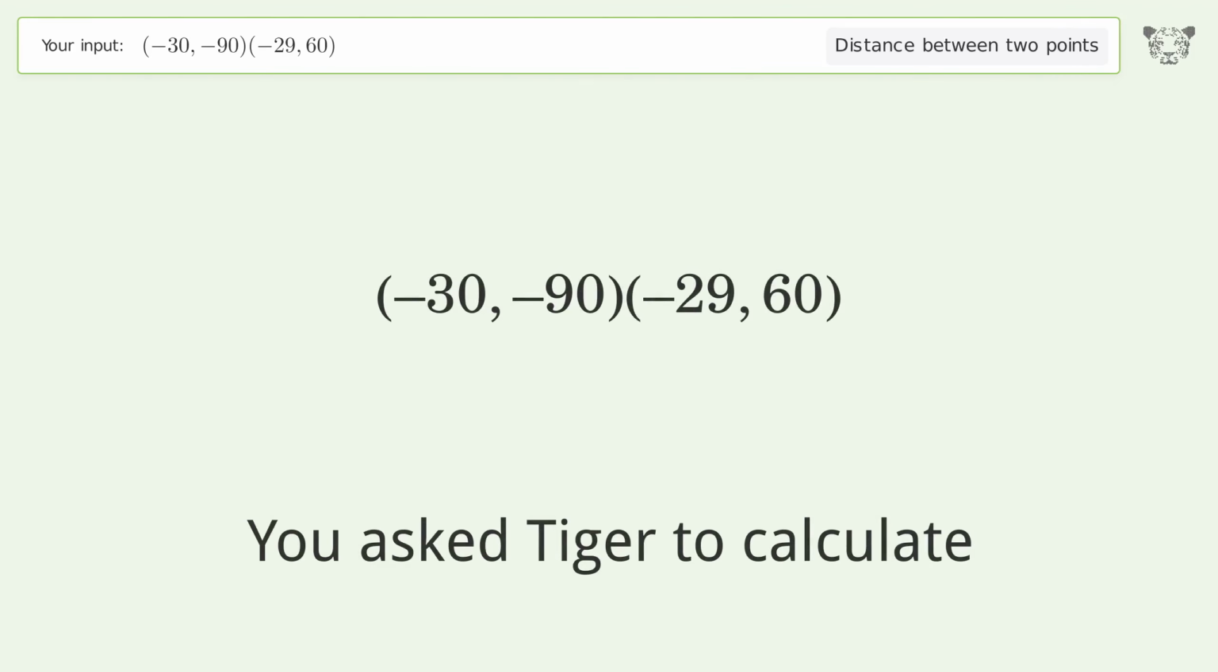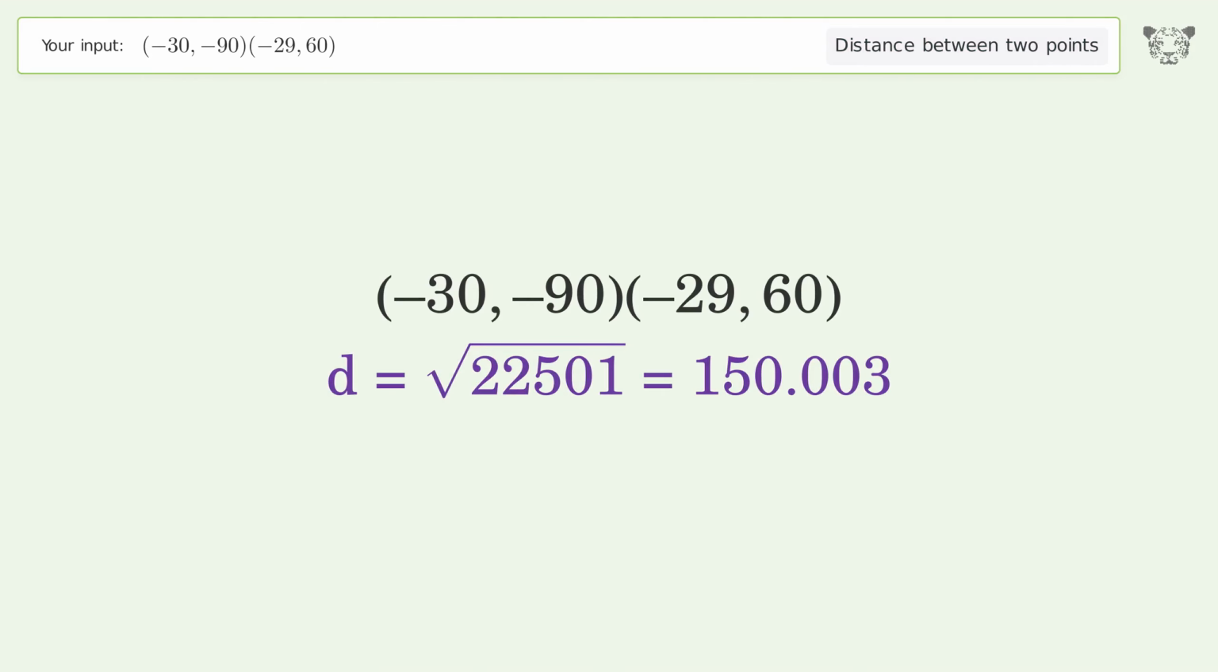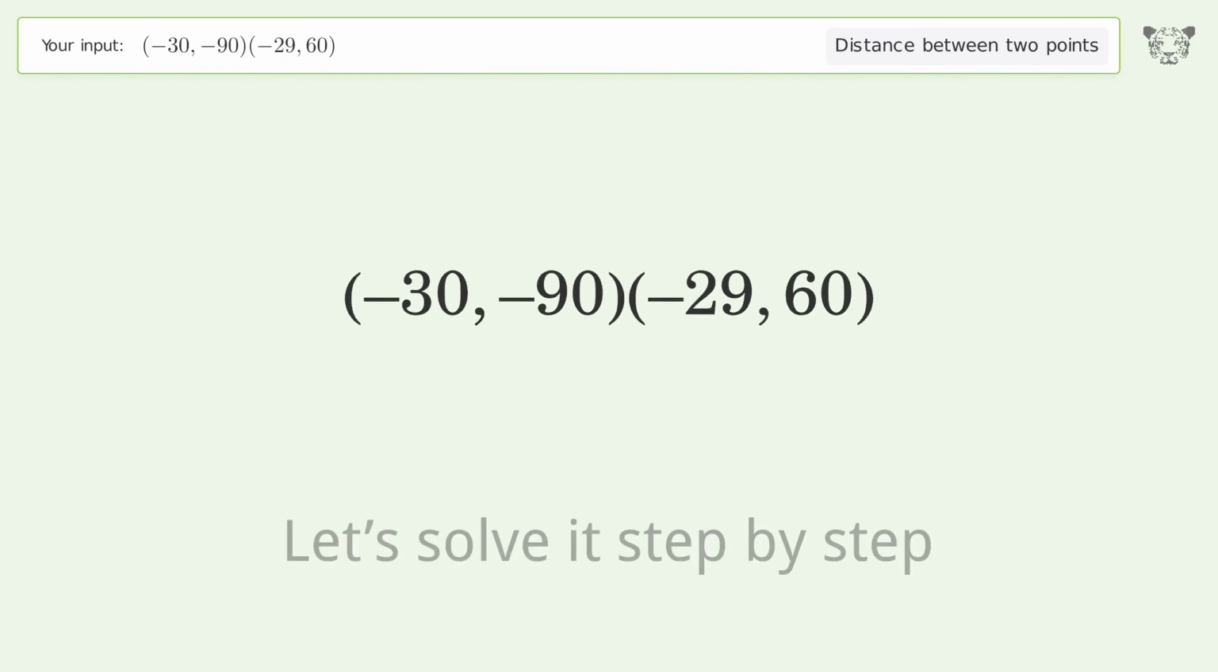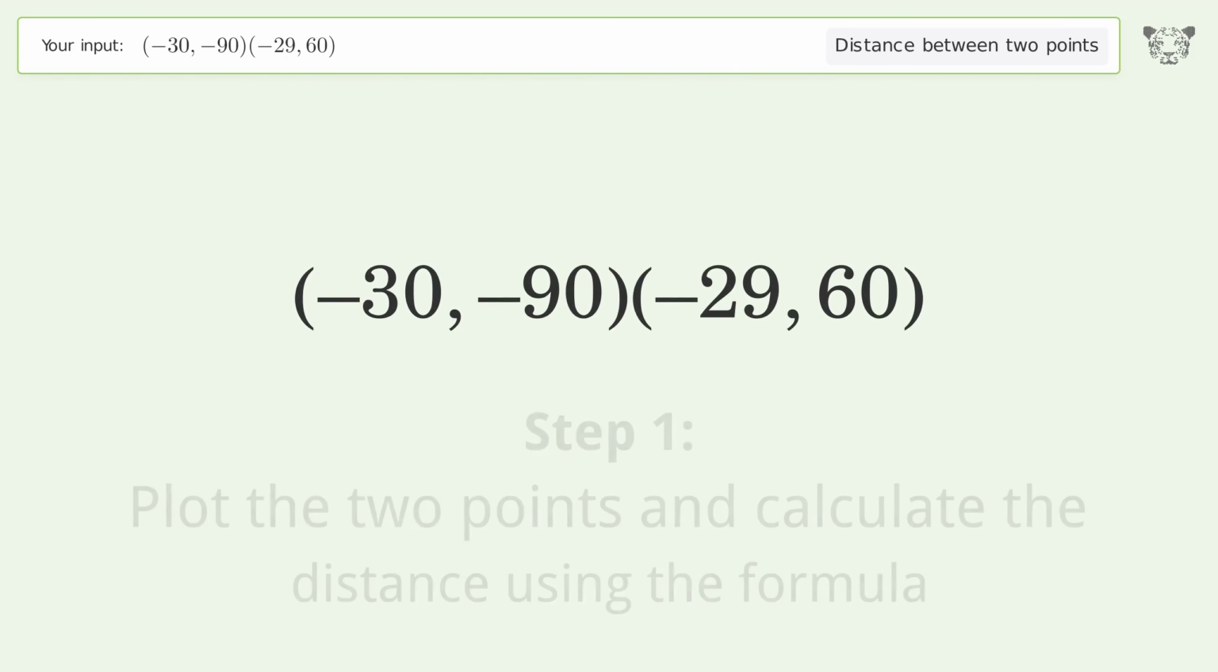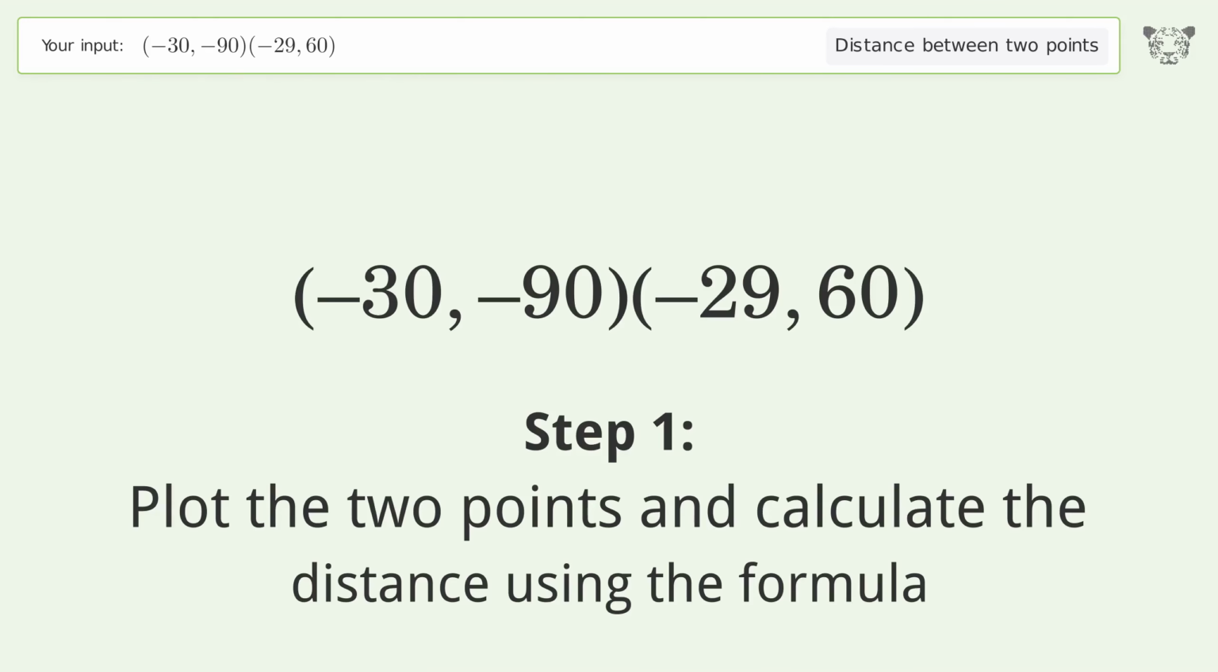You ask Tiger to calculate. This deals with the distance between 2 points. The distance between the 2 points is the square root of 22,501, or 150.003. Let's solve it step by step. Plot the 2 points and calculate the distance using the formula.